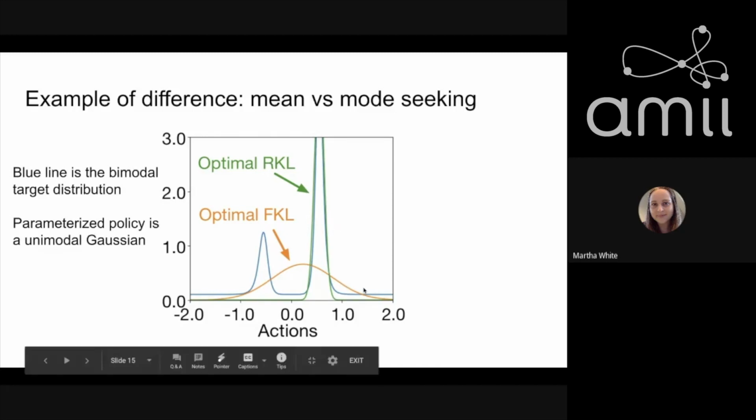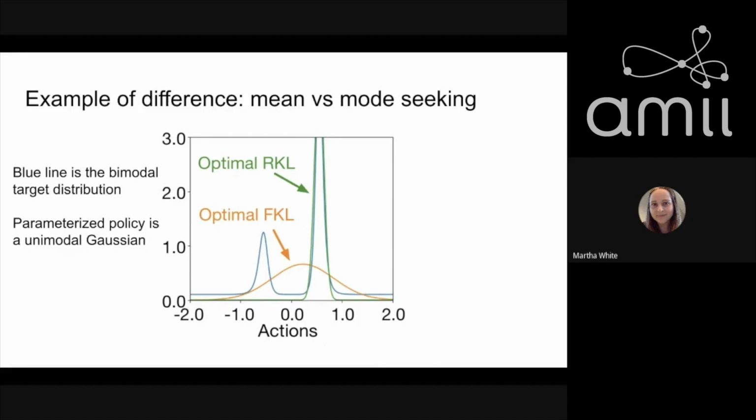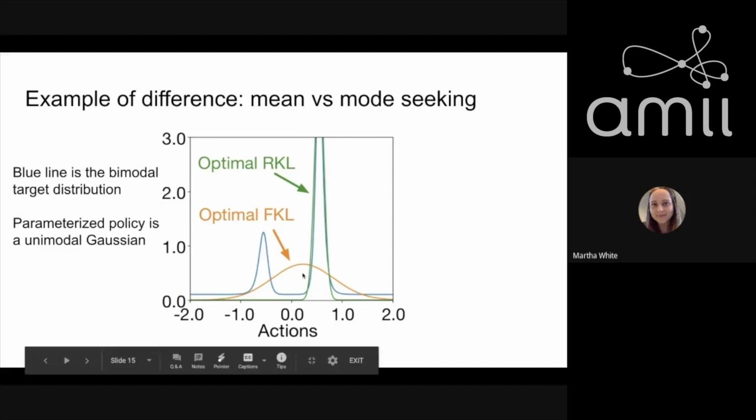We restricted our policy so that it can't model bimodal distributions. It was a unimodal Gaussian, so it sort of has to hedge its bets. It can't perfectly minimize this KL. And in this situation, there are two very different solutions from these KL divergences. The yellow line is using the forward KL, and forward KL is usually described as being mean seeking. That's exactly what's happening here.